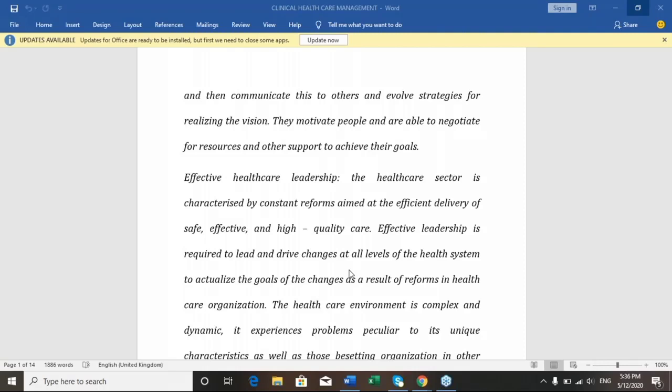The healthcare environment is complex and dynamic. It experiences problems peculiar to its unique characteristics, as well as those besetting organizations in other sectors. That is, the challenges that other organizations encounter are not different from what is obtainable in healthcare management.